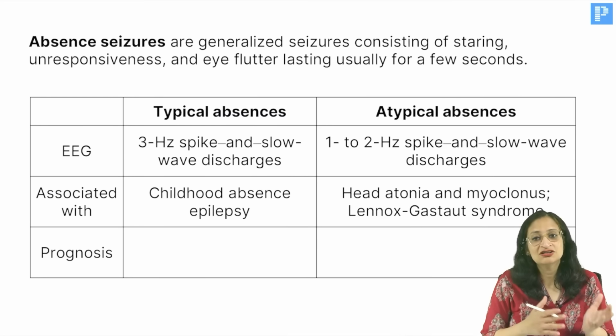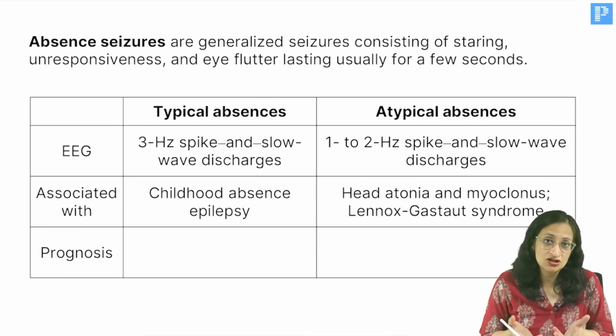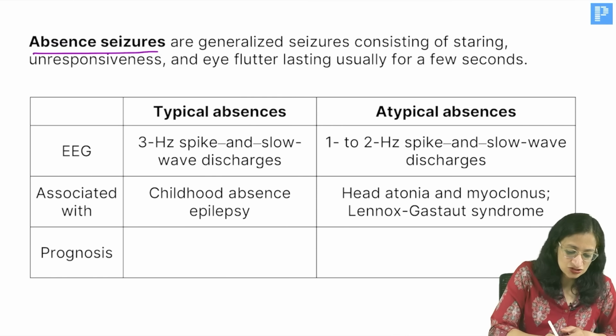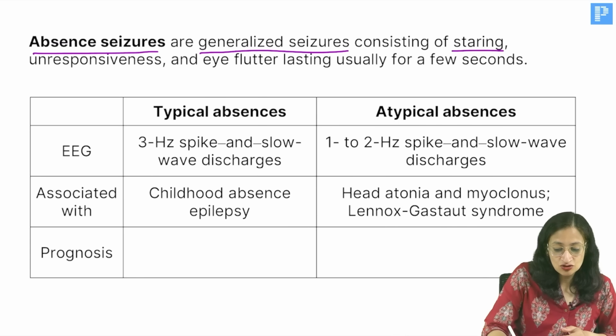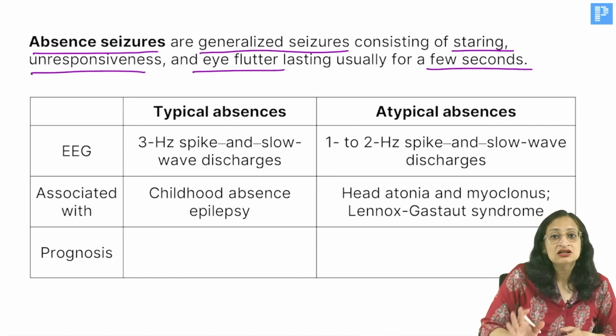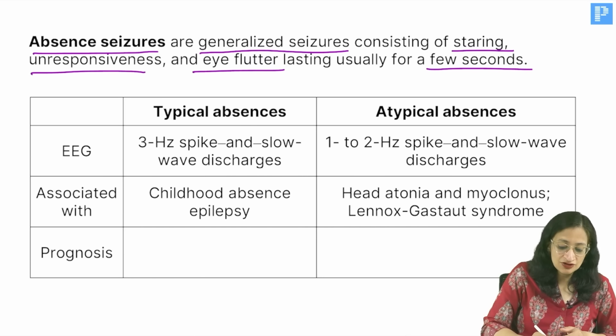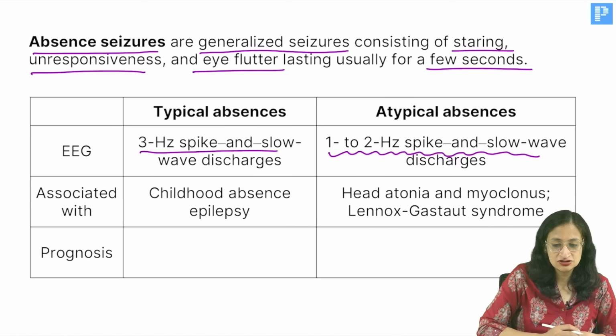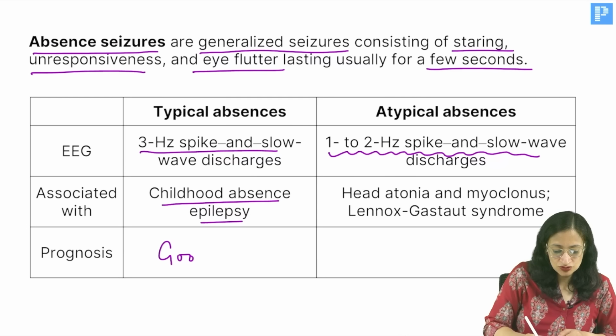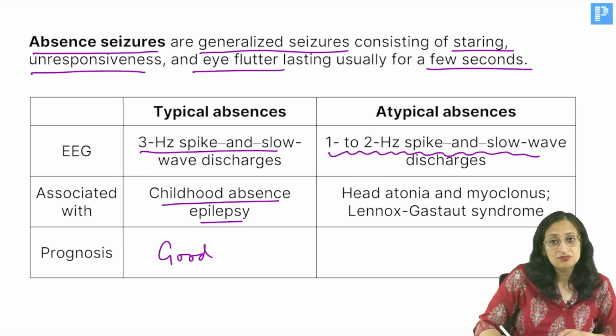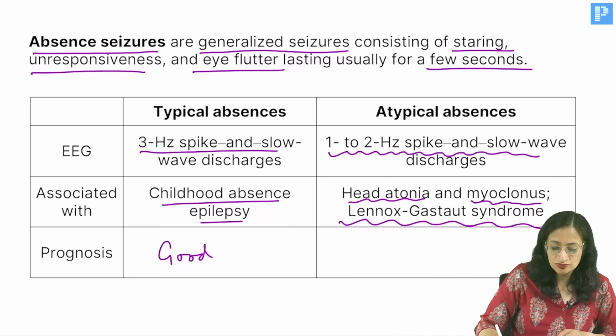So how do you differentiate typical absence from atypical absence? It can be asked for you. First, absence seizures are generalized seizures consisting of this staring, unresponsiveness, and eye flutter lasting usually for a few seconds. Typical absences have the 3 Hz spike and wave pattern on EEG, while atypical absences have 1 to 2 Hz spike and slow wave discharges. Typical absences are associated with childhood absence epilepsy and have a good prognosis, while atypical absences may be associated with head atonia and myoclonus seen in Lennox-Gastaut syndrome, and they have a poor prognosis. They are difficult to control.